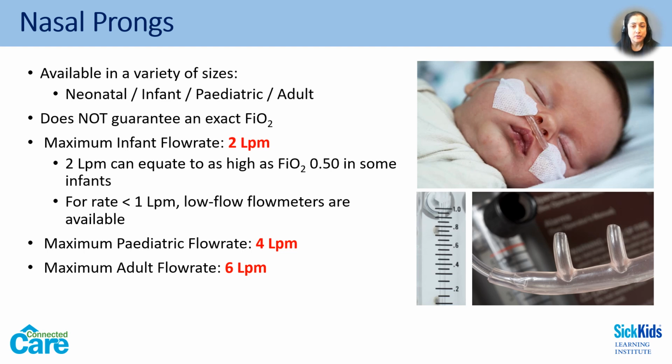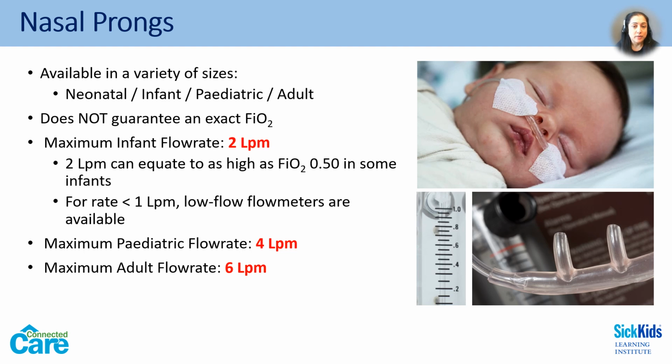So for example, using 2 liters per minute on infant prongs would be close to the equivalent of using 6 liters per minute for a teen or an adult, where we would guess their FiO2s or their delivered oxygen in their lungs would be. At SickKids, we do use the 2-4-6 rule for inpatient wards.